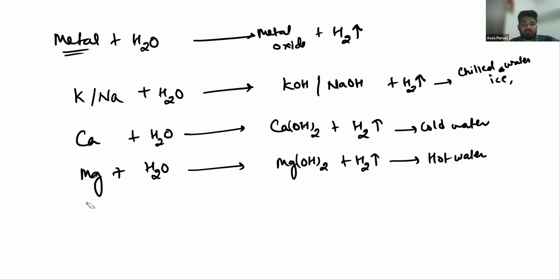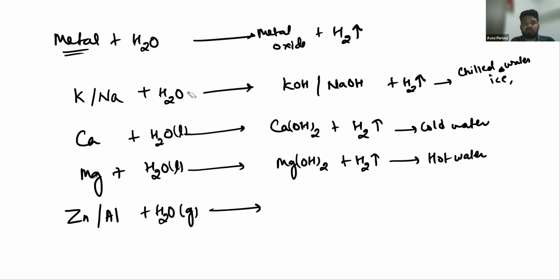Next are zinc and aluminium. When zinc and aluminium react with water, the water should be in the form of steam, gas. Liquid water or ice, solid, will not react. If it is zinc, it forms zinc oxide; the hydroxide is not formed. If it is aluminium, it forms Al2O3 plus hydrogen gas.